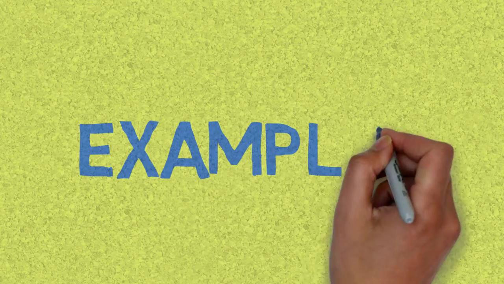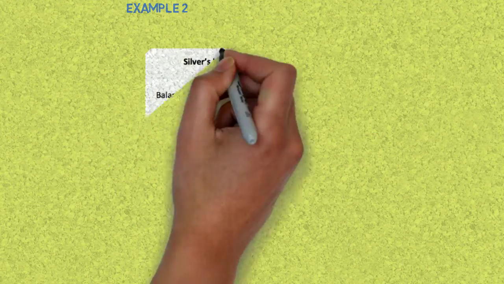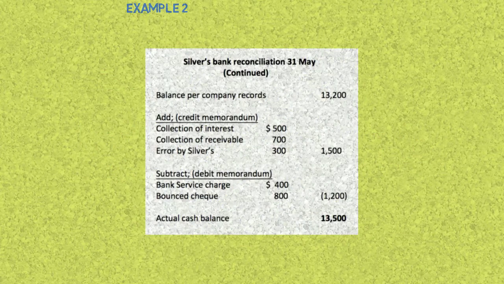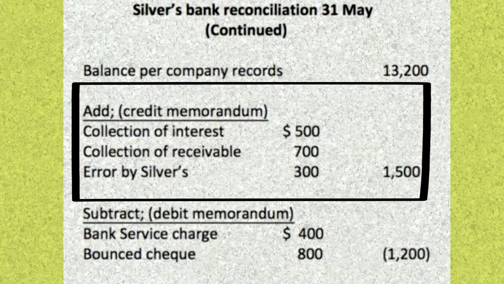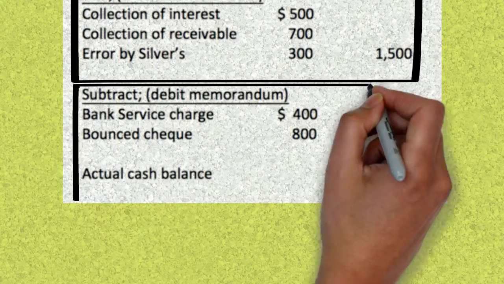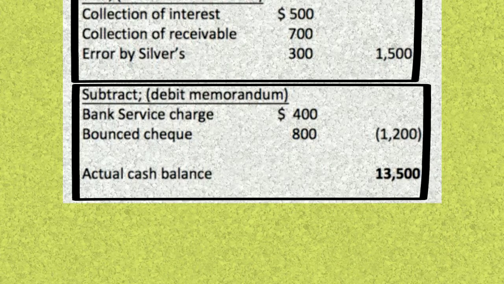From this example, we see we split up the credit and debit memorandum into their own totals and then add and subtract them respectively to obtain the actual cash balance. We should then go ahead and check if this figure matches the previous reconciliation of the bank.